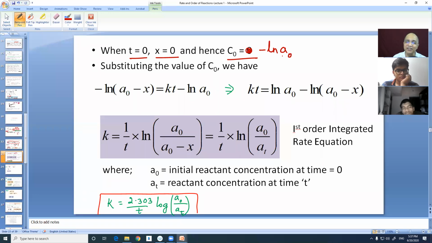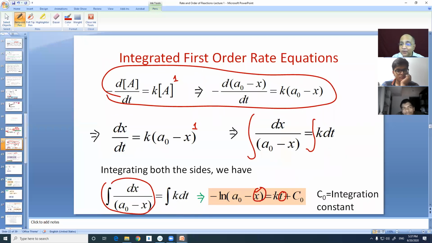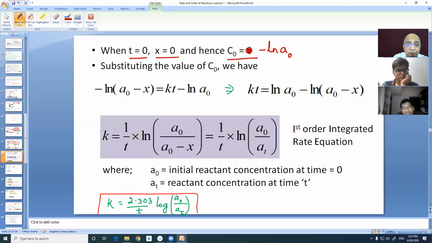The differentiation of a constant quantity is 0. But here you find that when t is equal to 0, x is equal to 0, so this term vanishes. But A0 remains. So C0, the integration constant, is nothing but minus ln A0. Then substituting the value of C0, it is minus ln (a0 minus x) is equal to kt plus C, and in place of C, we write the integration constant minus ln A0.